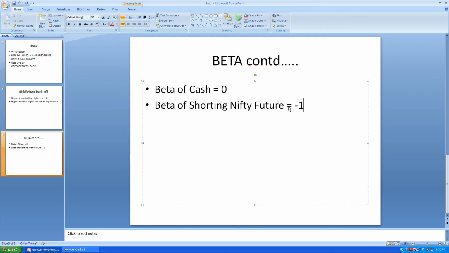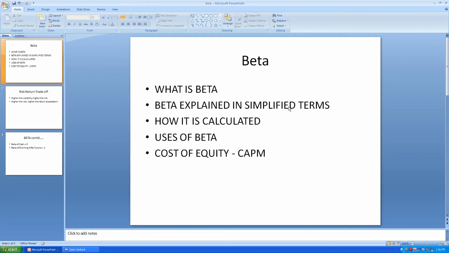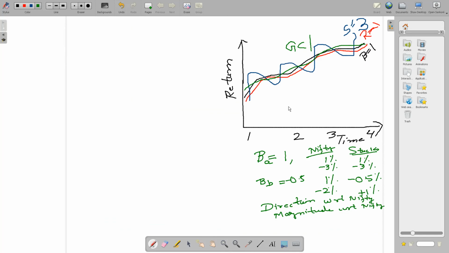Now we will go to the next thing, that is, how it is calculated. Beta is a regression analysis. In statistical terms, beta is calculated using regression analysis, where the beta for a particular stock A is the covariance of the return from stock A and the return from the market, divided by the variance of the market.